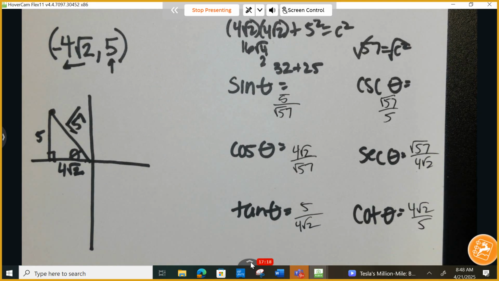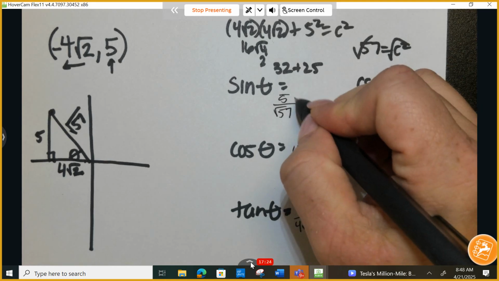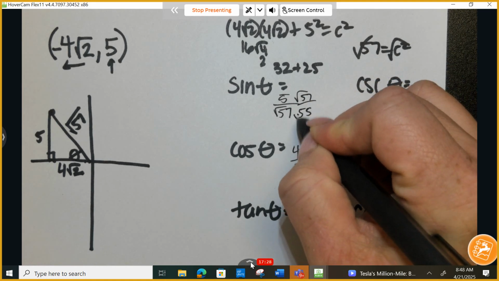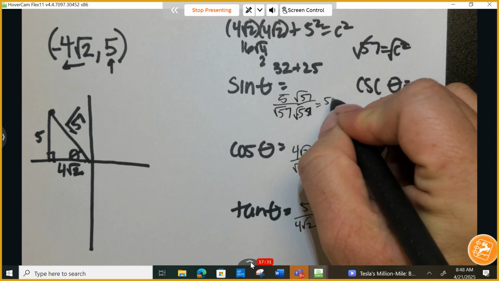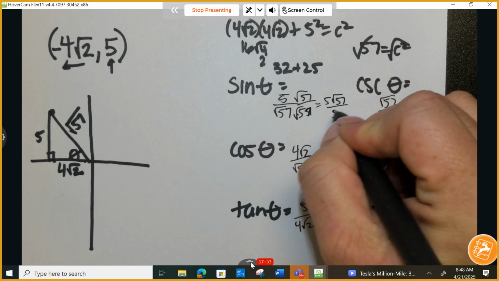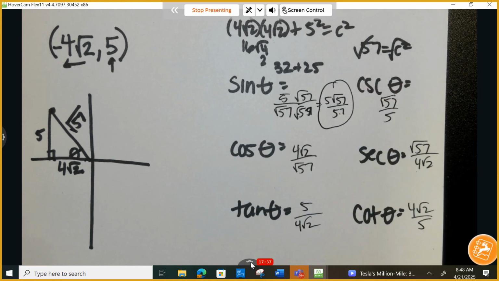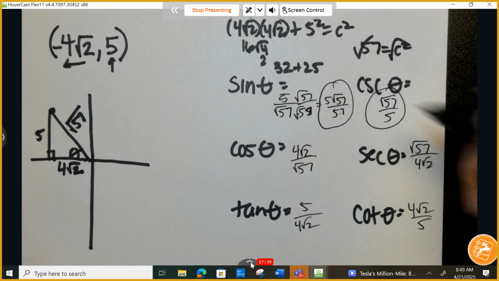All right, let's go back up to the first one. All of it is correct mathematically except for positives and negatives, but it's not in proper form. So I'm going to multiply both the top and the bottom by the square root of 57. I end up with 5 times the square root of 57 over 57. I know that 5 and 57 do not reduce. I'm going to circle it. I'll come back later to positives and negatives. This is in proper form.